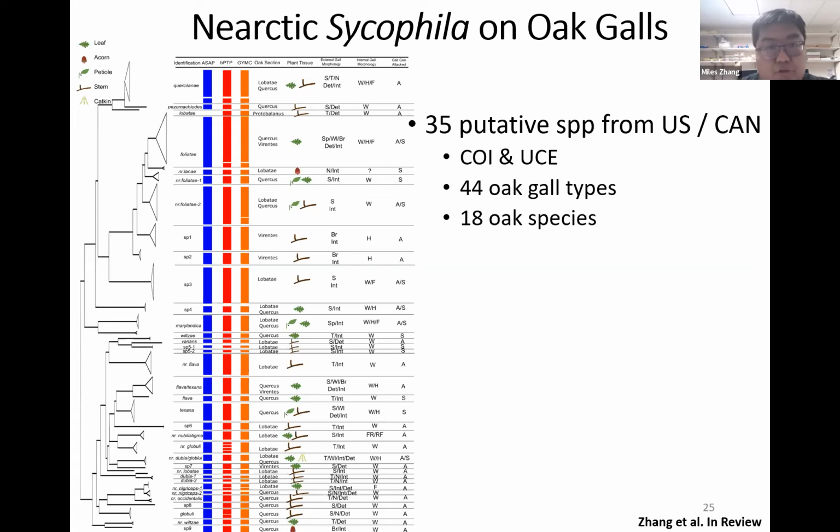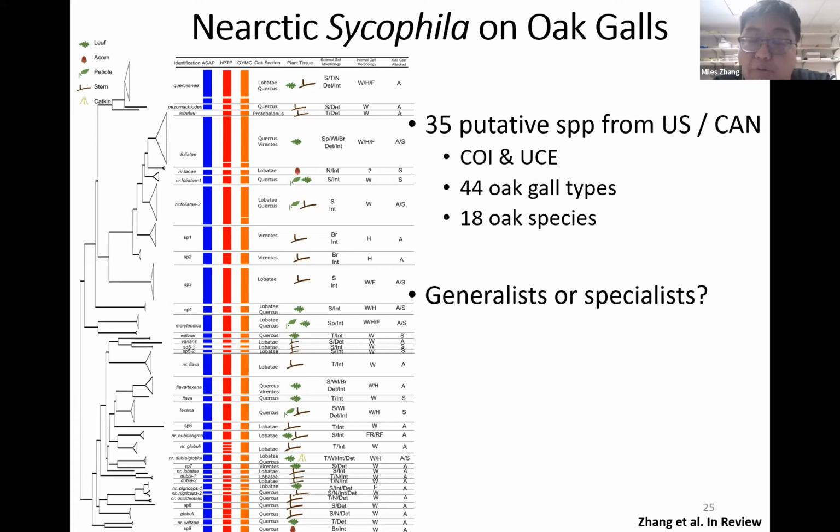But whether this is true or not, we collected them from 44 different oak galls on 18 different oak species across North America. By that, I actually mean mostly the US. Sorry for the bias. I moved to the US 6 years ago. Now I'm talking just like the Americans. The world doesn't revolve around America.